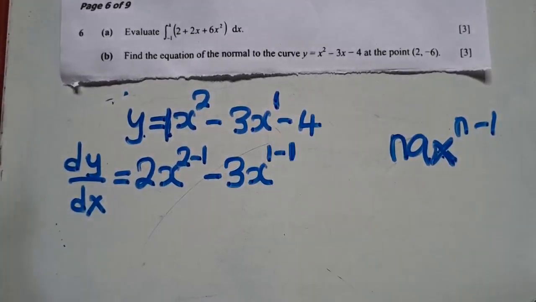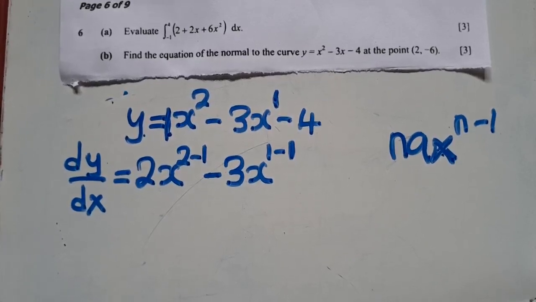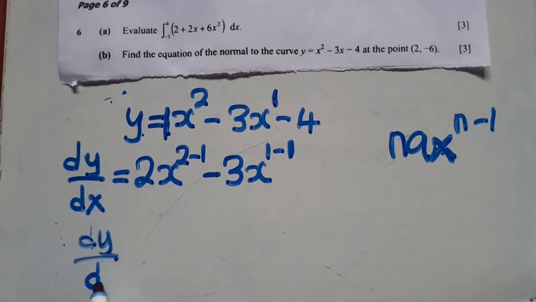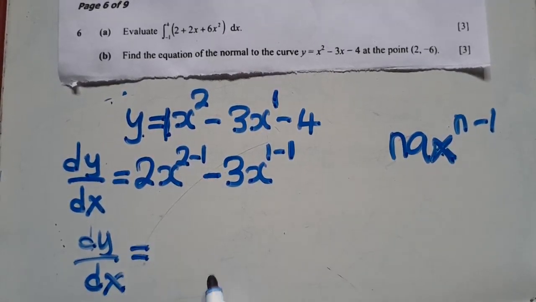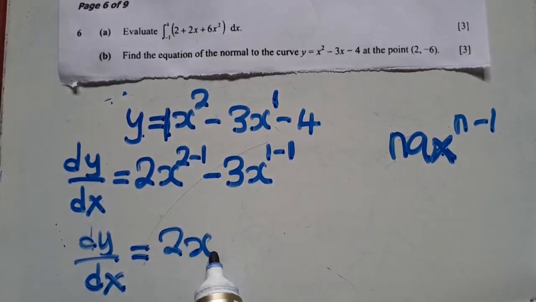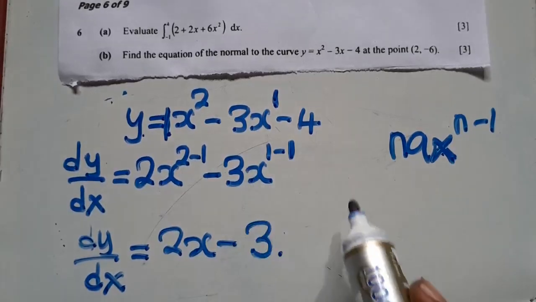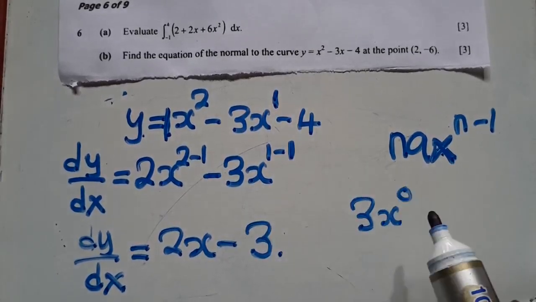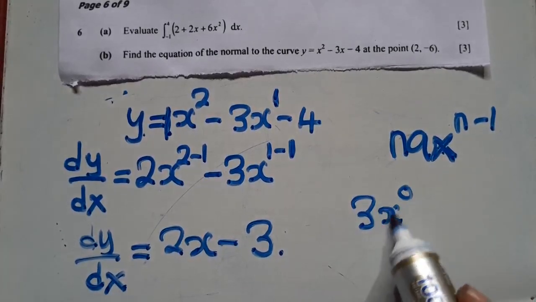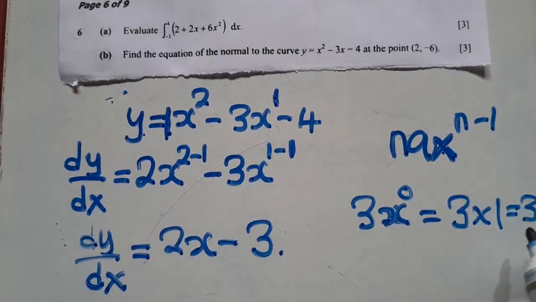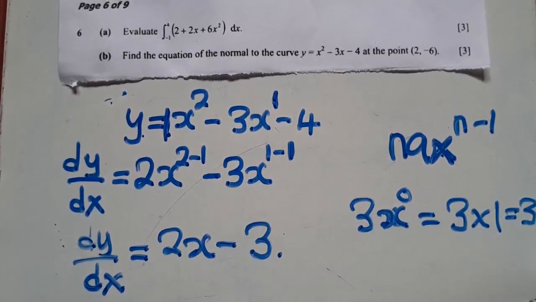You cannot differentiate a constant number. Those are the principles that we know. So you continue and say dy over dx is equal to 2x minus 3. Maybe you're shocked. How come? 3x to the power 0: any number raised to the power 0, x to the power 0 is 1. So this is the same as 3 times 1, which is equal to 3. So it is just the same as writing the 3 which is there.